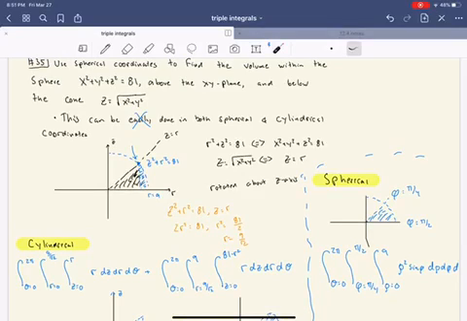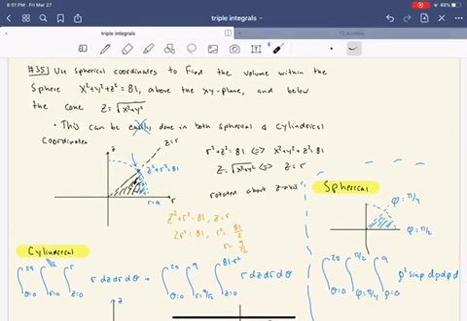So, let's start by doing this in cylindrical coordinates. First thing, I'm going to draw the picture. X squared plus y squared plus z squared equals 81. I could think of that in cylindrical coordinates as z squared plus r squared equals 81. In spherical coordinates, I've written it over here, that's rho equals 9. Think about it: x squared plus y squared plus z squared is rho squared, so rho equals 9 is that boundary.